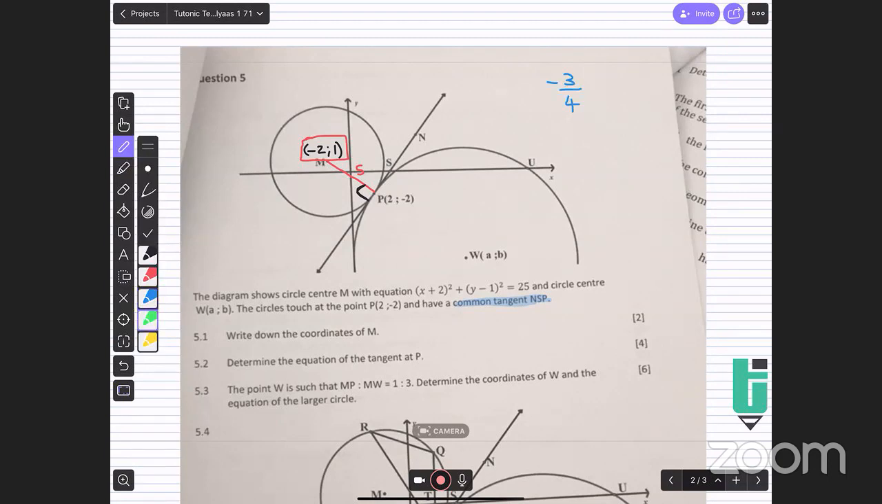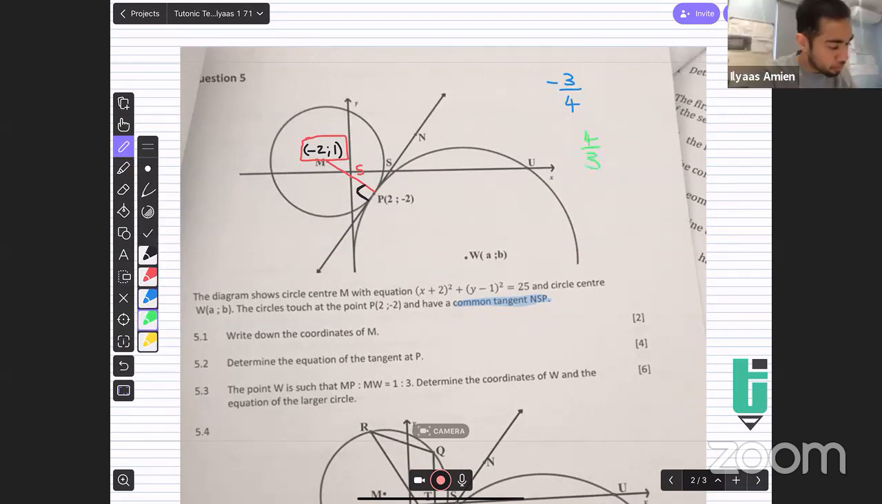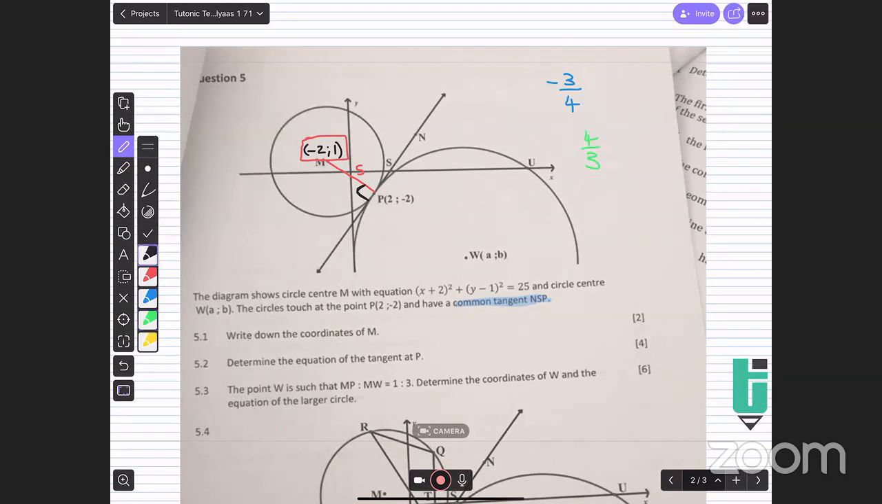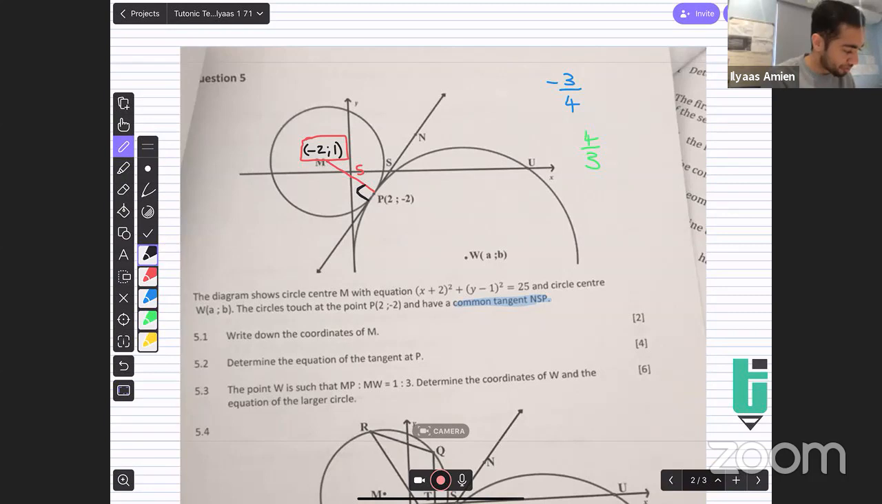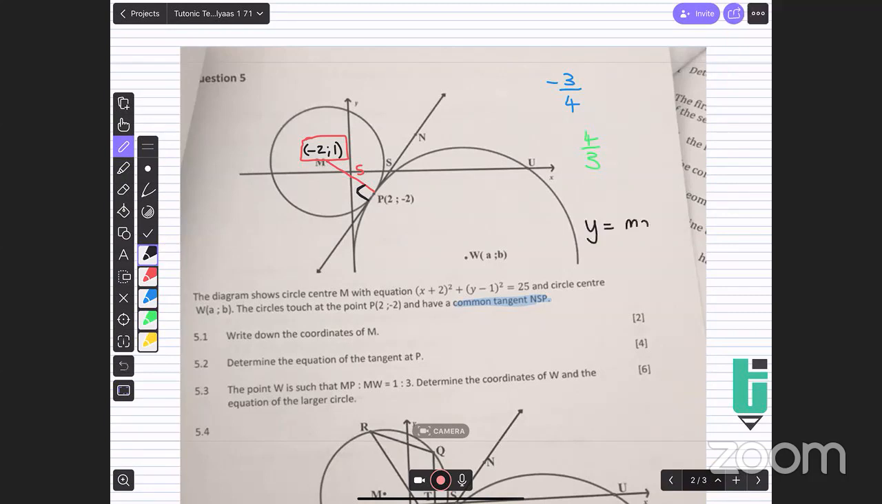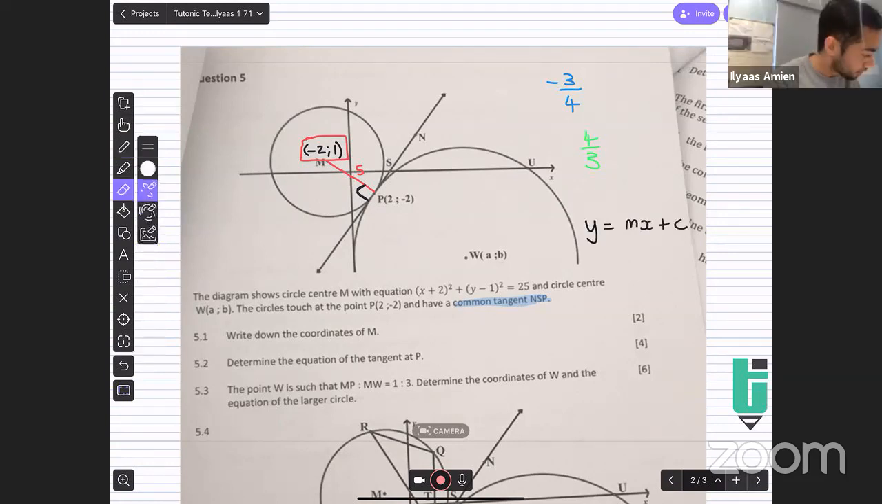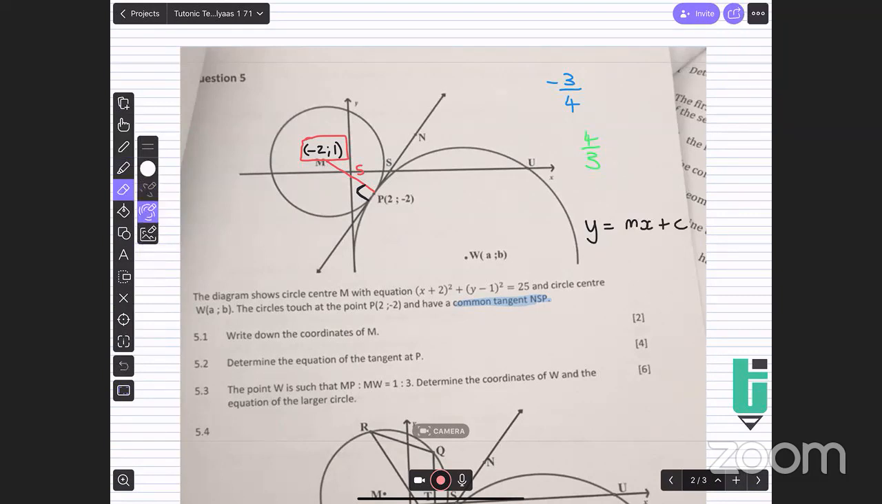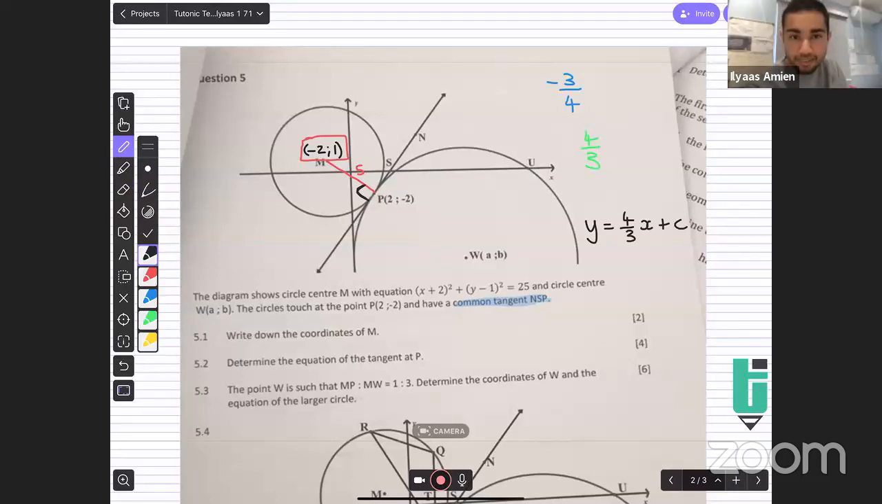4/3. Right. So you've got a gradient and we have a point. So we can work out the equation now, right? Yes. Y is equal to mx plus c. And then we can substitute the gradient, which is 4/3, so 4/3 x plus c. And then we have the point P, which is 2 and negative 2. So we can substitute that in for x and y. And then we solve for c.